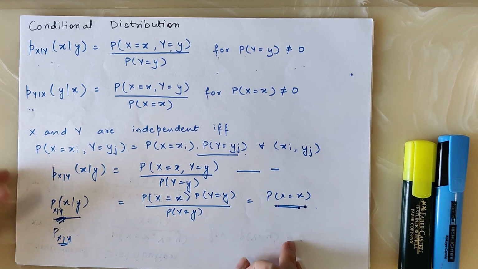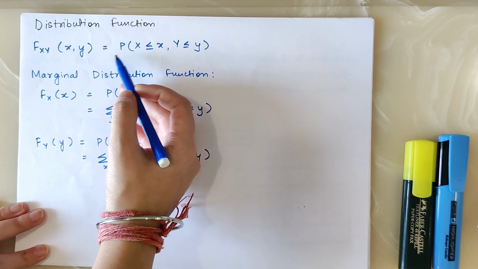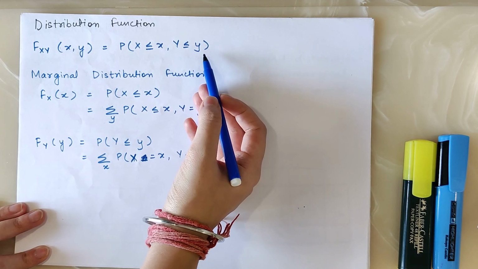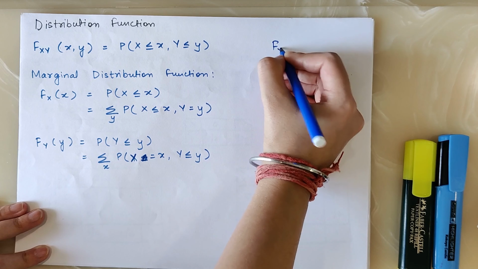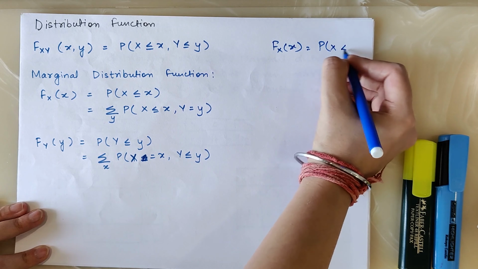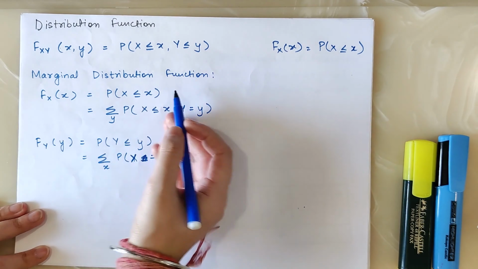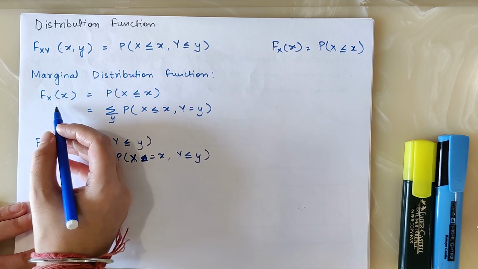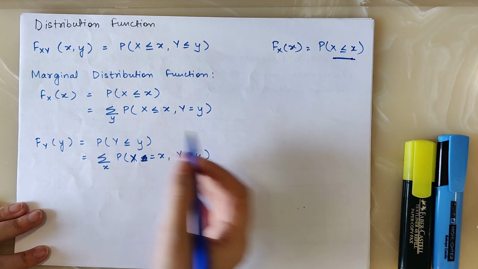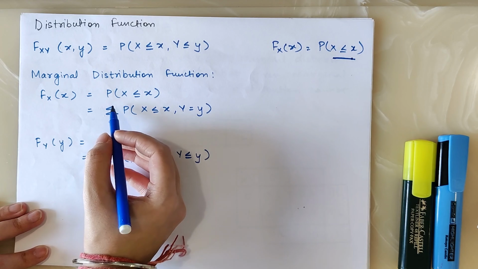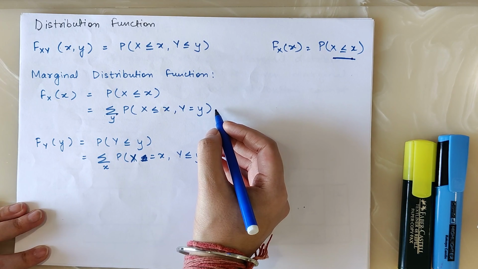Now let's move on to the distribution function. For x and y, we have capital F of xy, which is equal to probability x less than or equal to x and y less than or equal to y. Like we have seen in the case of one random variable, we have F of x equal to probability x less than or equal to x. Now let's see what the marginal distribution function is. The marginal distribution function of x is given by capital F of x, which is equal to probability x less than or equal to x, like in the case of one random variable, and this is calculated by taking the sum over y of probability x less than or equal to x, comma y is equal to y.